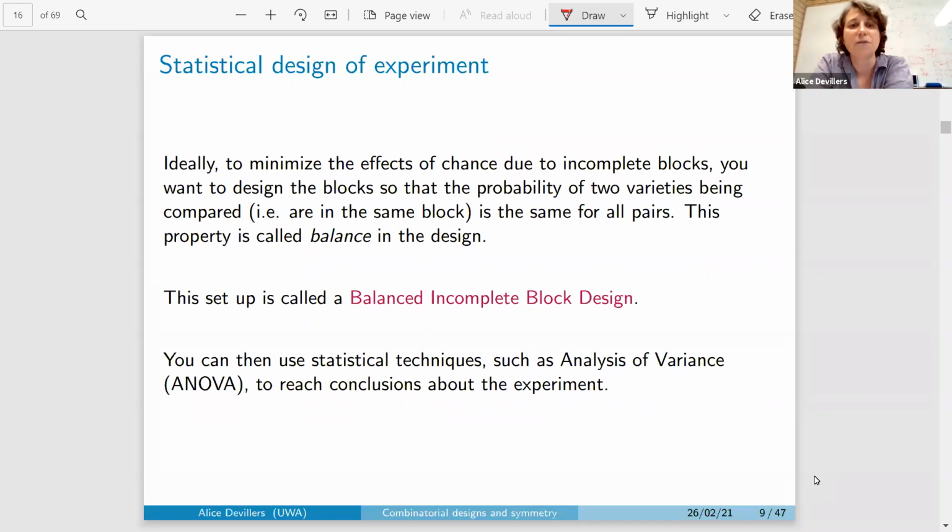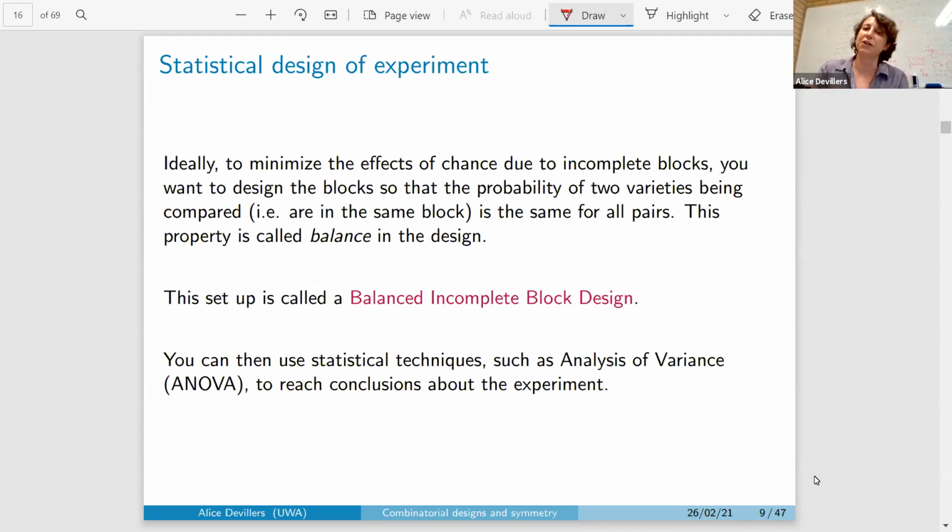Ideally, you want this to be like a fair experiment. So you want to design the blocks so that the number of times 2 varieties are compared is the same for all pairs. So that's not always possible. Like in practice, it's not always exactly the same, but very similar. But for me here, I want it to be the same.